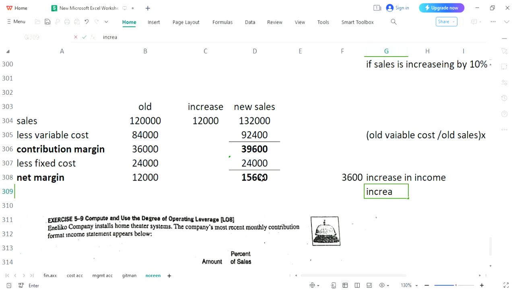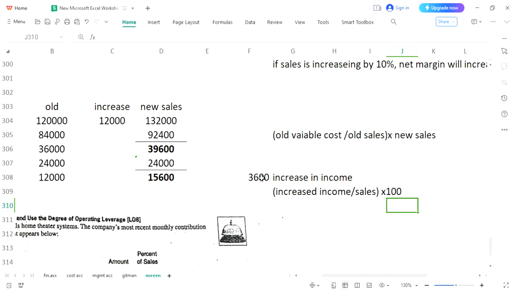Increase in income divided by our sales, multiplied by 100 so that we can have its percentage. We need to know how much percentage of increase is present over here.